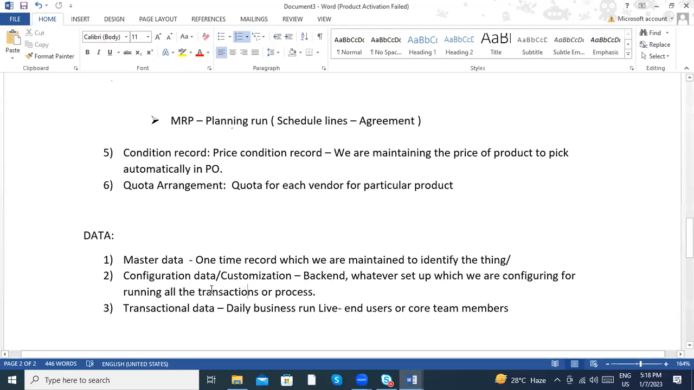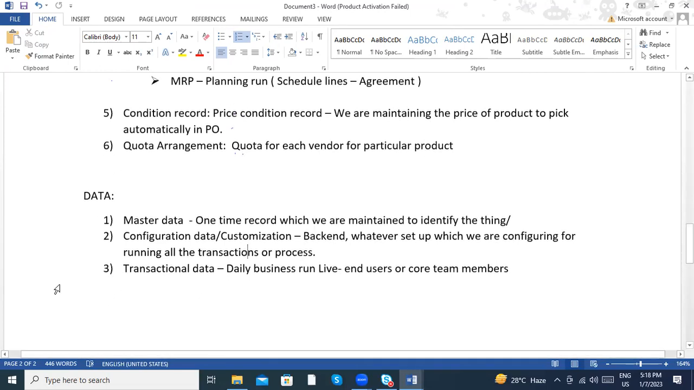Like if you want to create company codes, plants, storage locations, purchase organization, purchasing groups, sales organization, distribution channels, there are so many. That will be done through configuration data. It is completely backend, which is helpful to run the master data and transaction data. Clear? Any questions here? No. Just a moment.